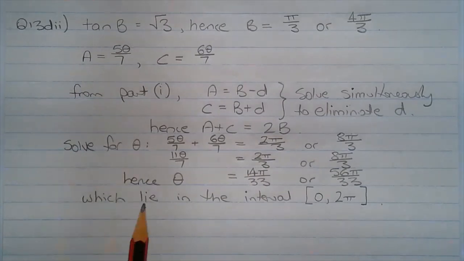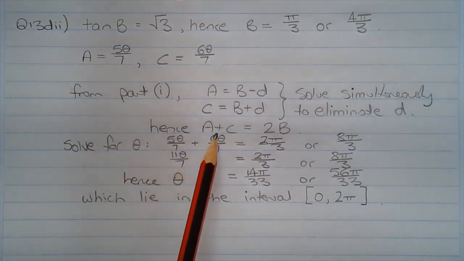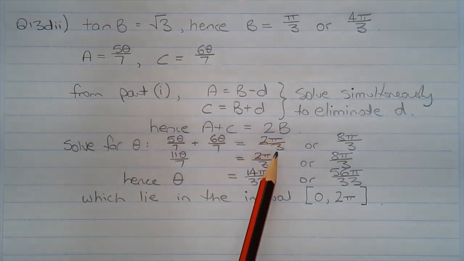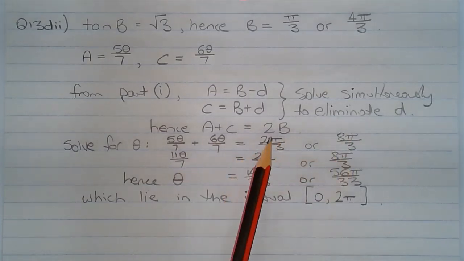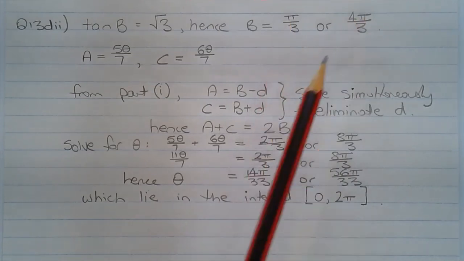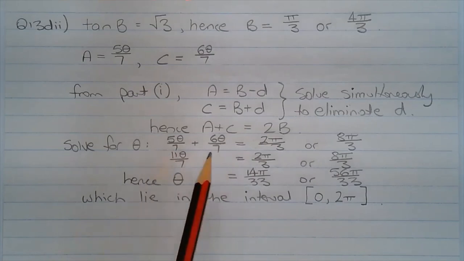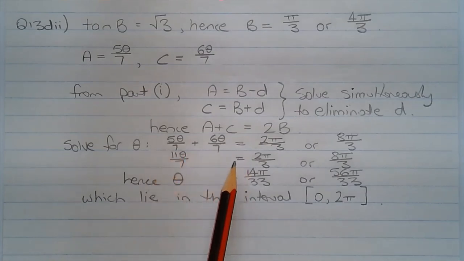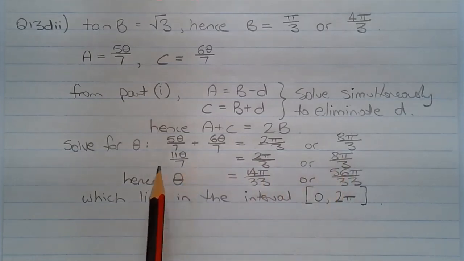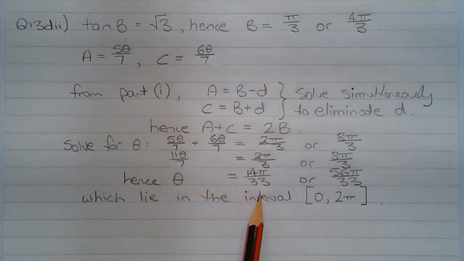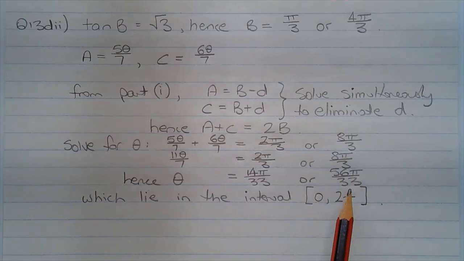Now to solve for θ. So 5θ/7 + 6θ/7 is equal to 2π/3 or 8π/3. So that's doubling π/3 or 4π/3. Adding these two fractions together, since they have a common denominator, we have 11θ/7 is equal to 2π/3 or 8π/3. Dividing both sides by 11/7, we get θ is equal to 14π/33 or 56π/33, which lie in the interval θ greater than or equal to 0 and less than or equal to 2π.